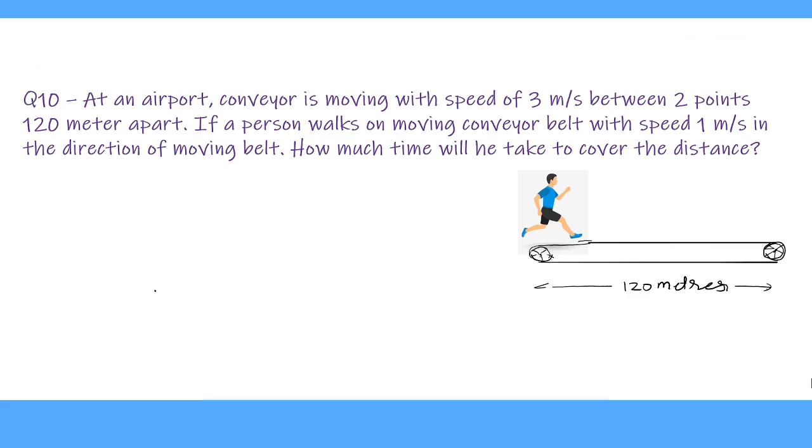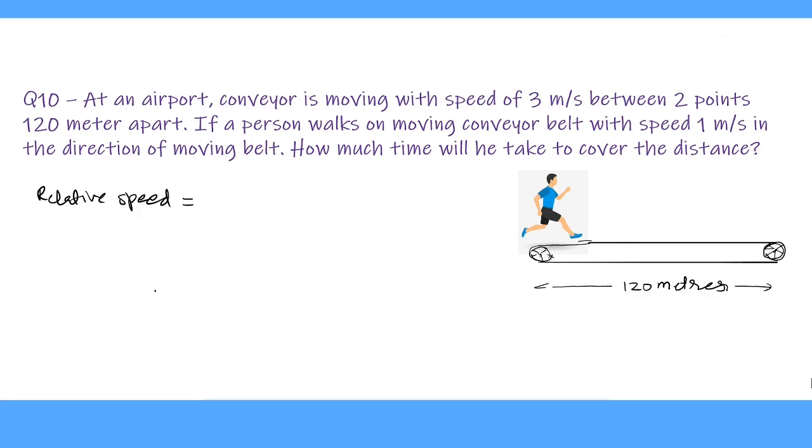Here the conveyor belt is in between 2 points, which are 120 meters apart, and a man is moving on it with the speed of 1 meter per second, and the speed of the conveyor is 3 meters per second. So the relative speed, as the belt is moving and the man is also moving in the same direction, both the speeds are added, as the belt is helping the man to move forward and adding to his speed.